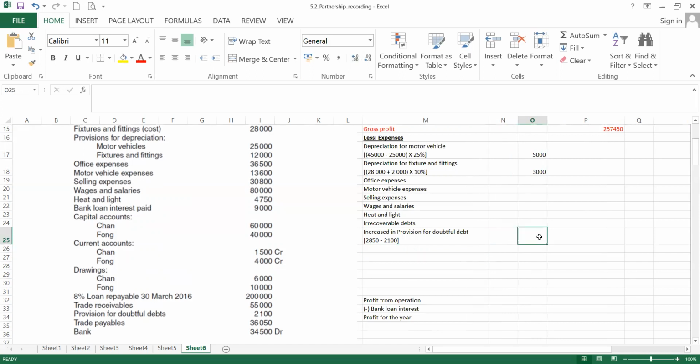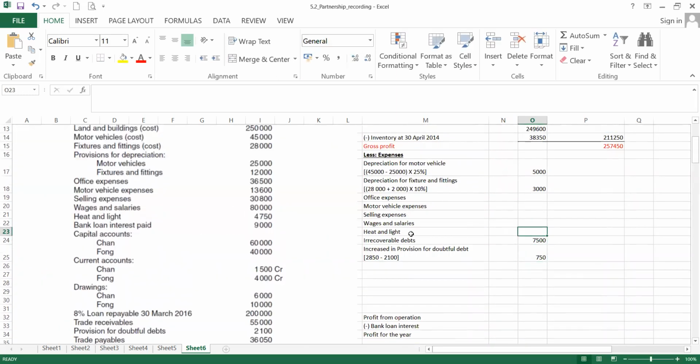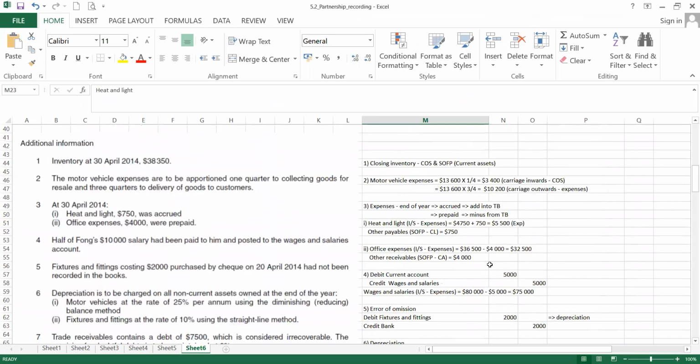Okay, so here is 2850 minus 2100. Okay, and then this one, irrecoverable debt, based on the information is 7,500. And heat and light, just now got the adjustment. Okay, this is a heat and light adjustment. So we put in the amount.